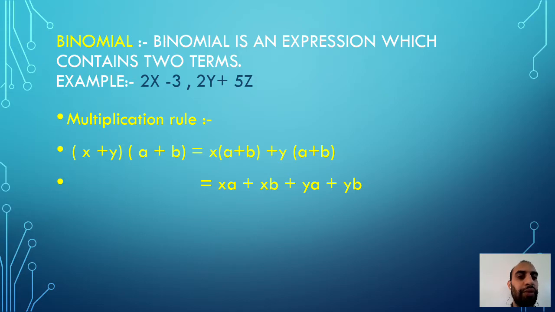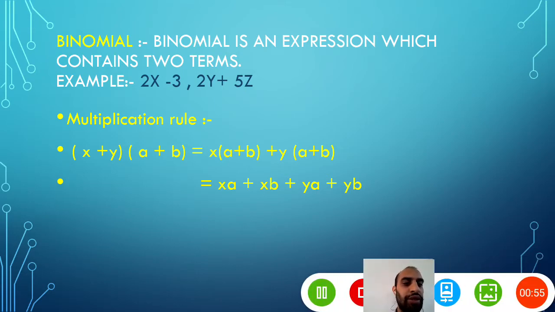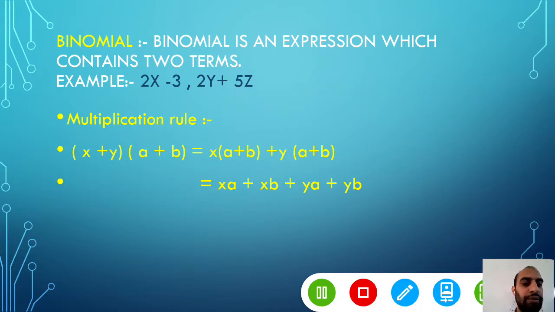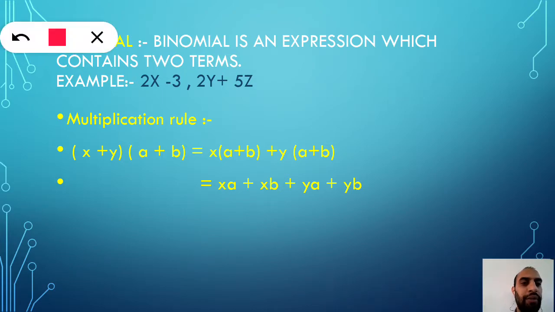Second example, 2y plus 5z. You can see here we have two terms. This is very important to understand the concept of term, because without terms it is difficult to understand. See here, these are two terms, as well as here first term is 2y, second term is 5z.